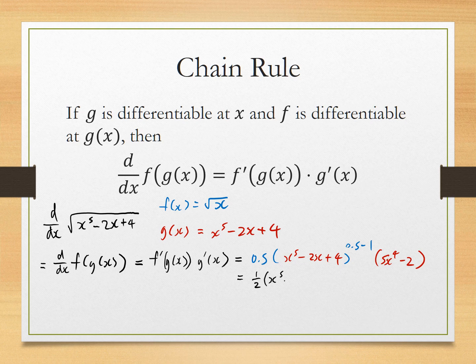x to the power 5 minus 2x plus 4. And this one, once again, it's up to you whether you want to put it in a fraction or just leave it as negative 0.5. That's okay. And then 5x to the power 4 minus 2. If you want, you could also put it like this. That's identical. It's up to you.